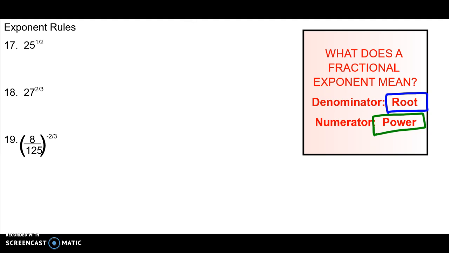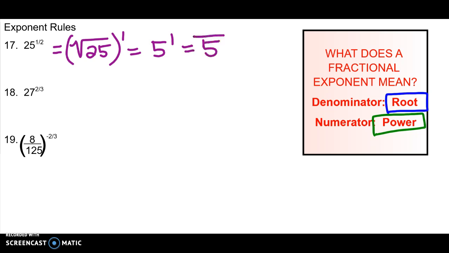Okay, number 17 says 25 to the 1/2 power. So the number in the denominator is 2. So we know we're doing the square root of 25. The number in the numerator is 1, so we know we're raising that to the first power. Well, the square root of 25, that's 5. And then 5 raised to the first power is just 5.